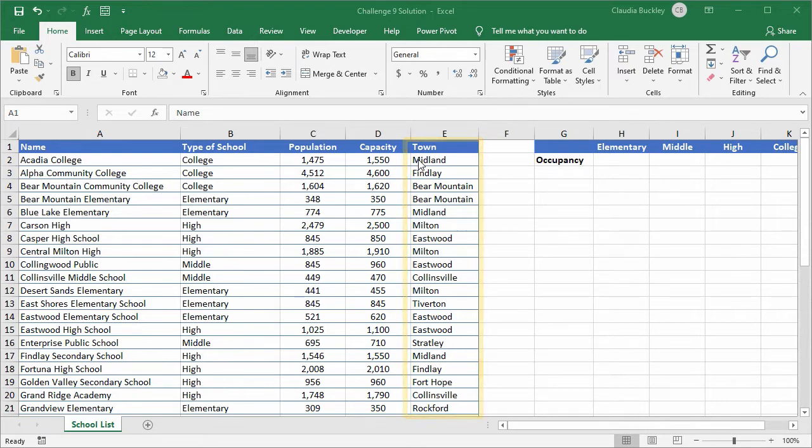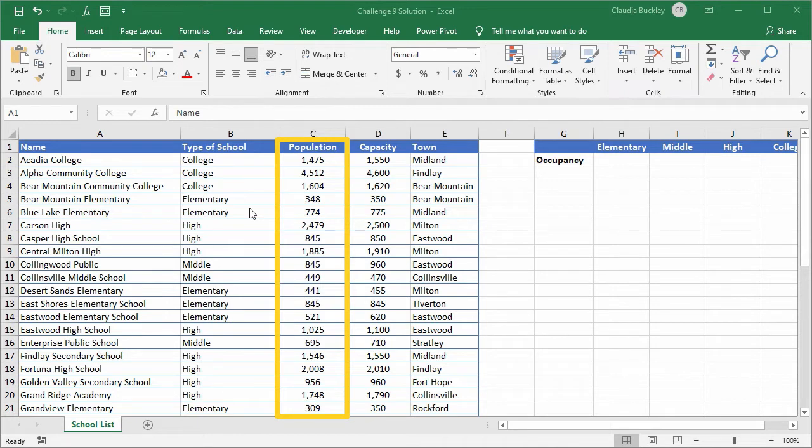But that's not all. Within each town, there may be elementary, middle, and high schools, as well as colleges and universities. We want the school types to be listed in that order for each town. So for each town, we want to list the elementary schools, followed by middle schools, high schools, then colleges and universities. If a school has more than one of a particular school type, then show the school with the higher population first.